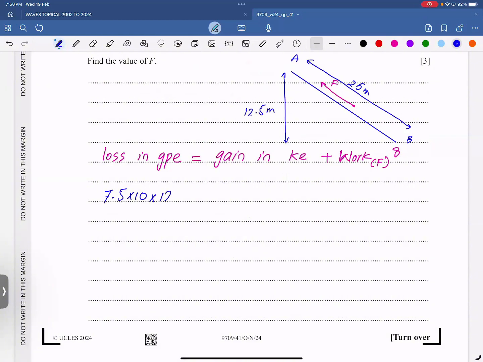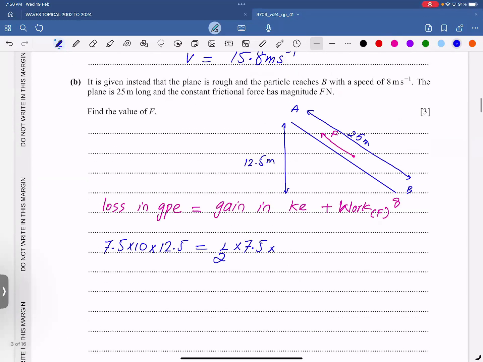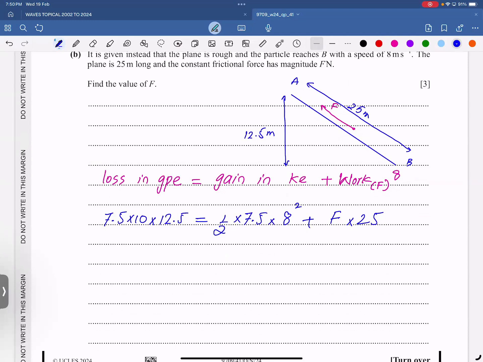G, H is 12.5. Gain in kinetic energy, half, 7.5. Speed, they told you it gained 8 meters per second. Work done against friction is frictional force times 25. You rearrange this equation. So let's solve.